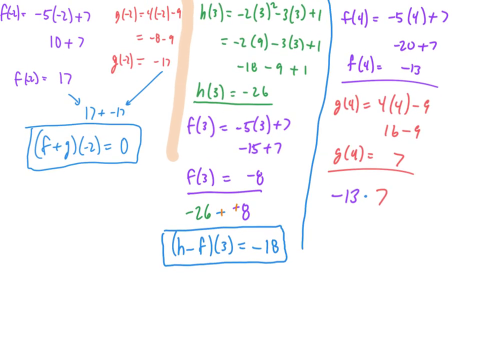So going back into my notation, fg of 4. So negative 13 times 7, so 7 times 10 is 70. 7 times 3 is 21. So 70 plus 21 would be 91. So this is going to be negative 91. All right, so there is evaluating using a function operation.